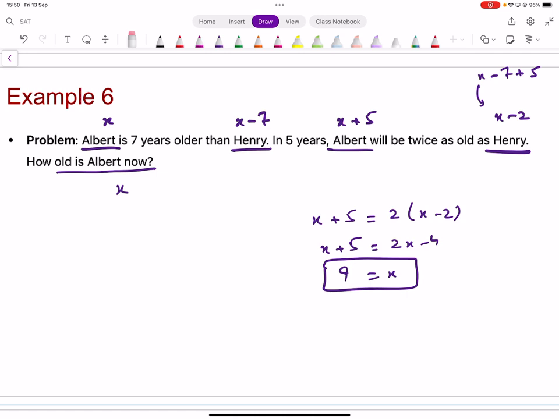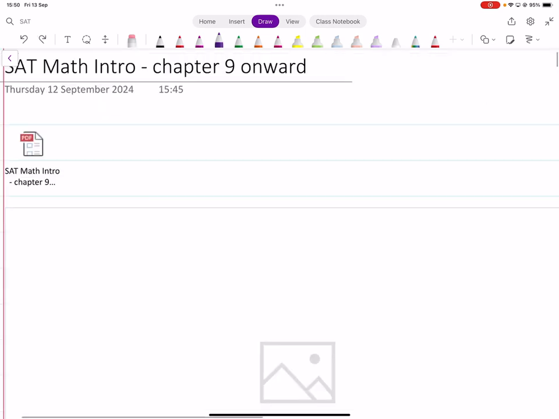That's a good point, actually. That's a very good point. No, that's... X is Albert's current age. So currently he is 7 years older than Henry. So he's currently, I'm sorry.